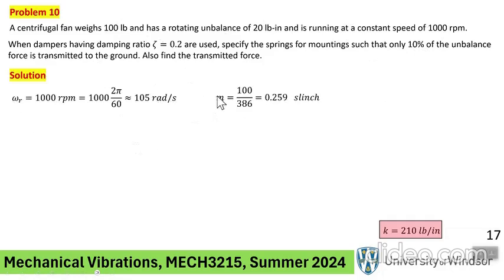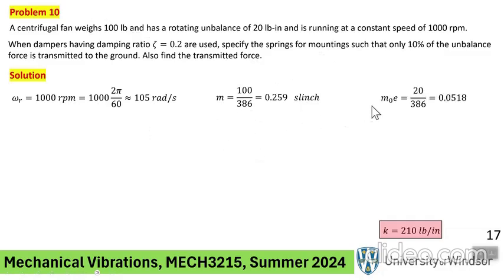Okay. All right. So first of all, that 1,000 RPM is converted to rad per second. And this is the weight. To find the mass of that in this weird unit slinch, you take 100 pounds divided by 386. This 386 is just 32.2 gravity constant times 12. That's what it is, because 32.2 is feet per second squared. Multiply by 12, you get this. But anyway, we got the mass here.